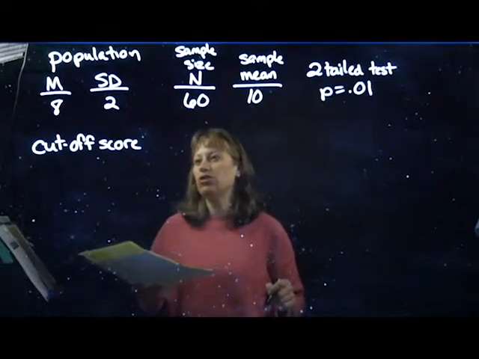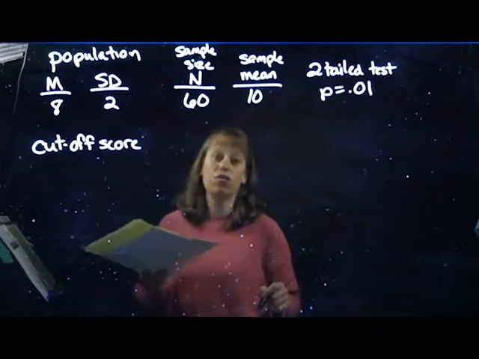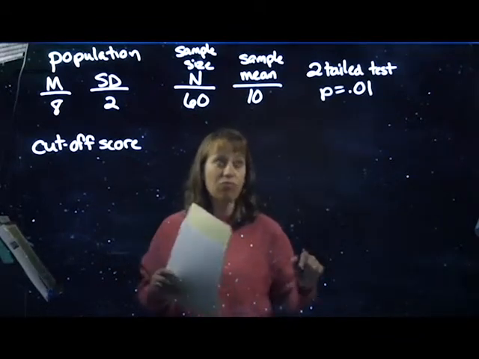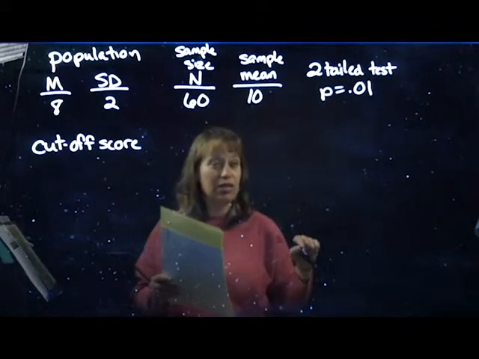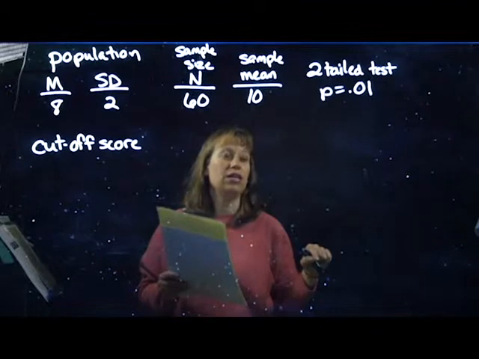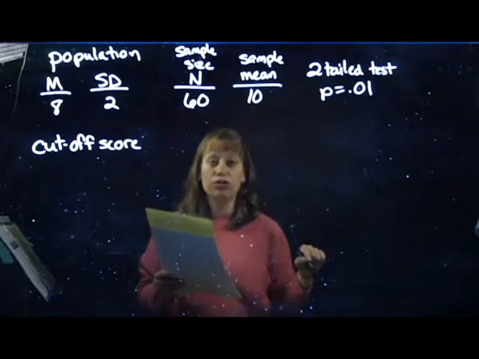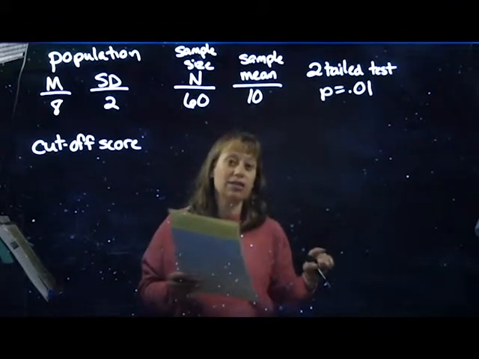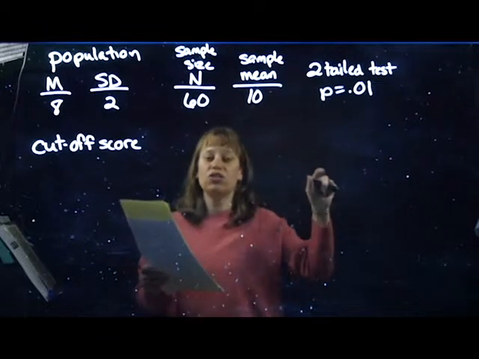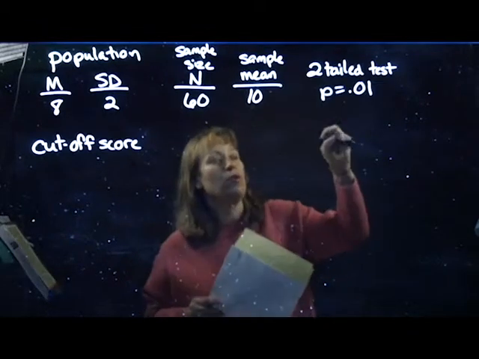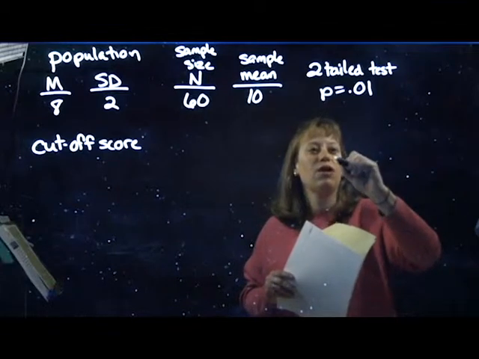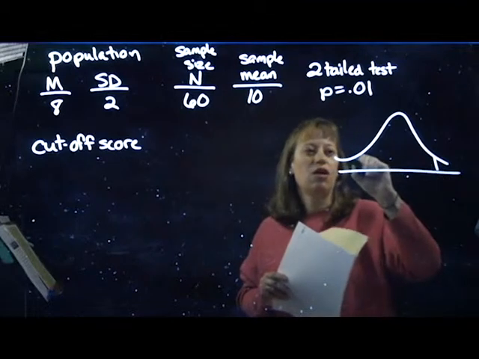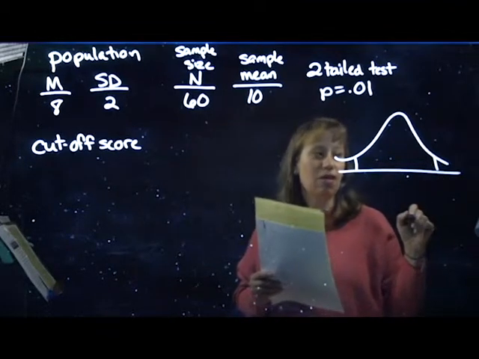The next step is to figure out what our cutoff score is. So what's our cutoff score for doing this z-test? Well, we know that we are going to be doing a two-tailed test, where our p is 0.01. If we were doing a one-tailed test, we would look at a tail percentage of 1%. But remember we have a two-tailed test, so we're thinking about the percentage for two extreme cutoff values.